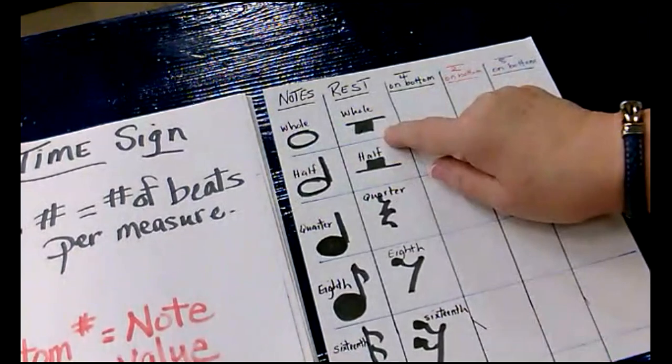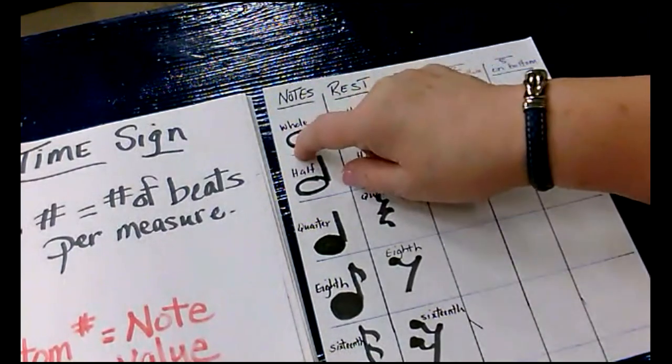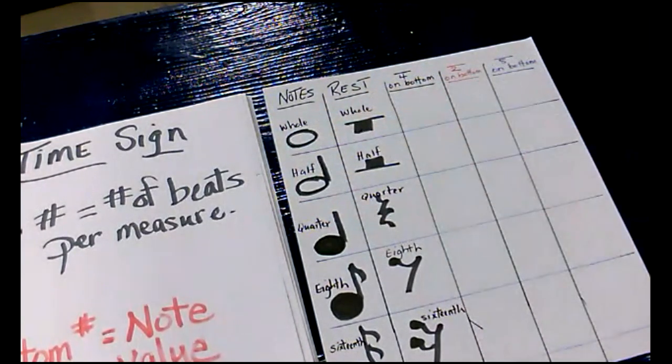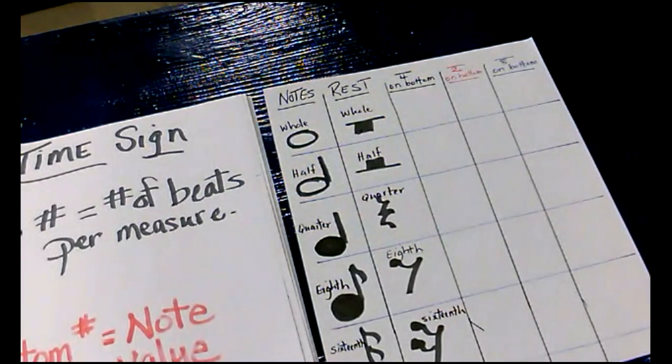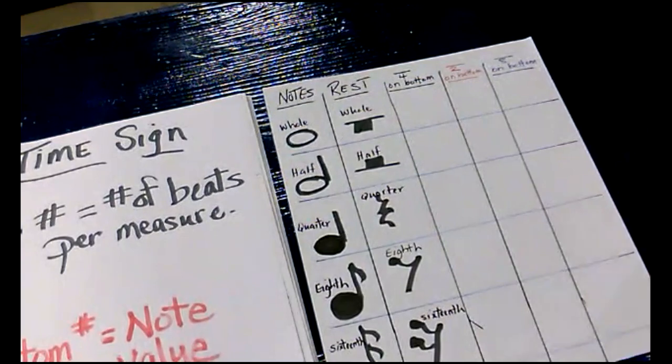We also have rests that go along with each note. When we rest, we're going to be quiet for that amount of time. So our whole note and our whole rest get the same value. Value is what? It's worth. What it is worth. Okay?